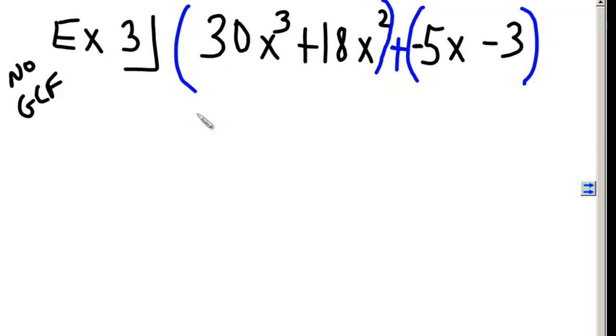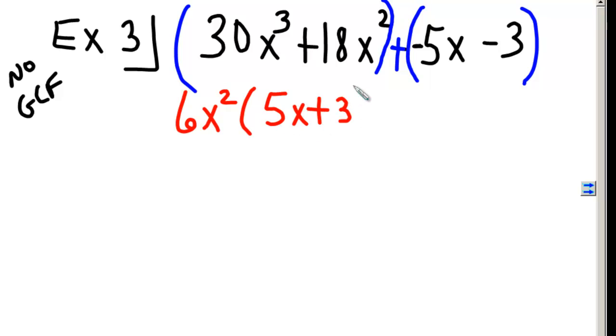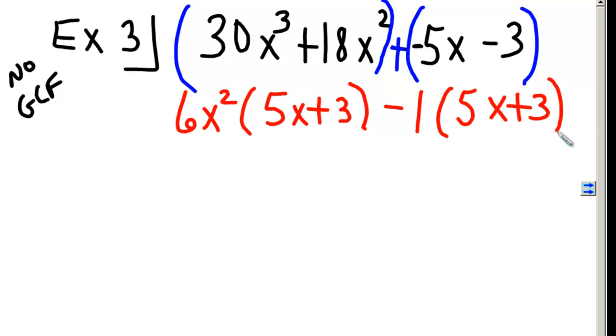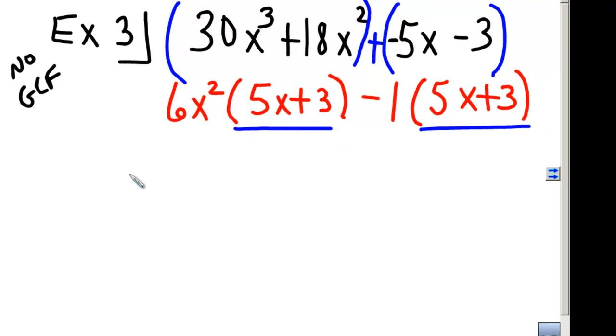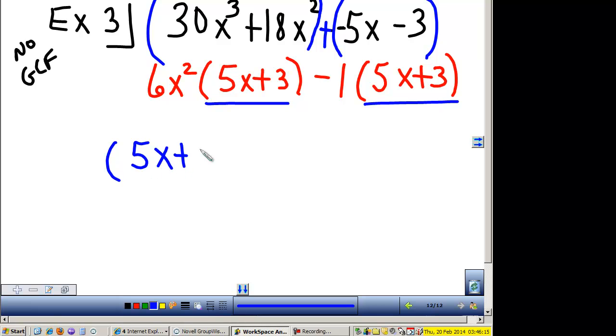In the first parentheses, the greatest common factor is 6x squared. This leaves 5x plus 3 in parentheses. In the second parentheses, a negative 1 can be removed. This leaves 5x plus 3. Both these parentheses are the same, so that is one of our factors. What is left over becomes the other parentheses.